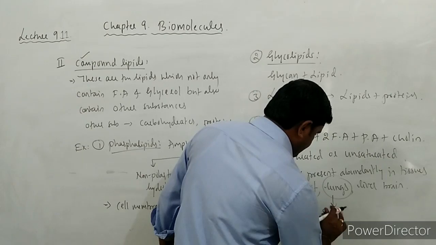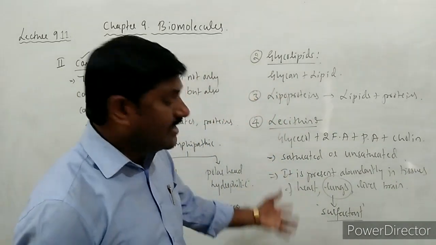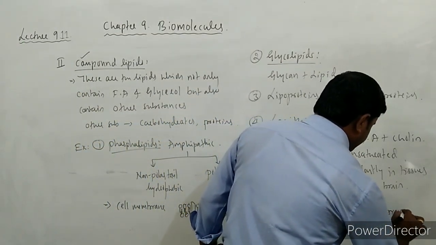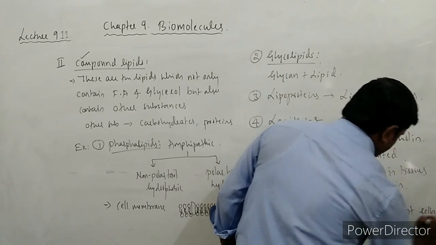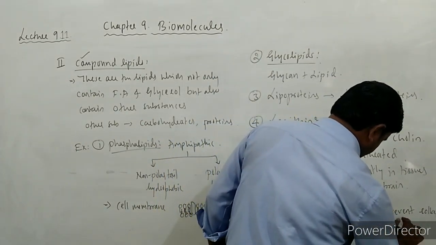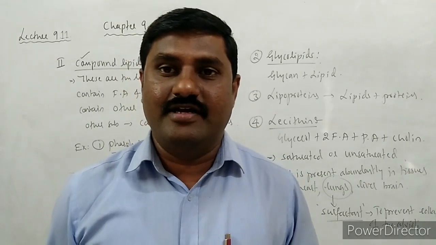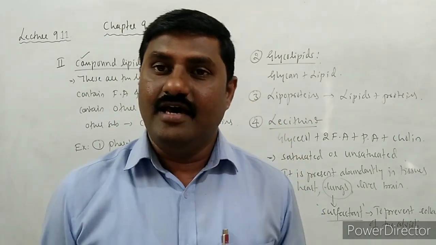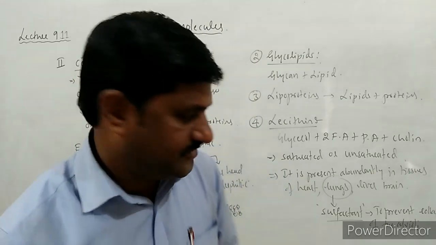Especially it acts as a surfactant. What does it act as? Surfactant, so as to prevent the collapse of the alveoli. It indirectly helps for expansion of these alveoli over there. It avoids the pressure during the expansion of these alveoli during breathing, right? And even this lecithin helps for emulsification of fats, right?